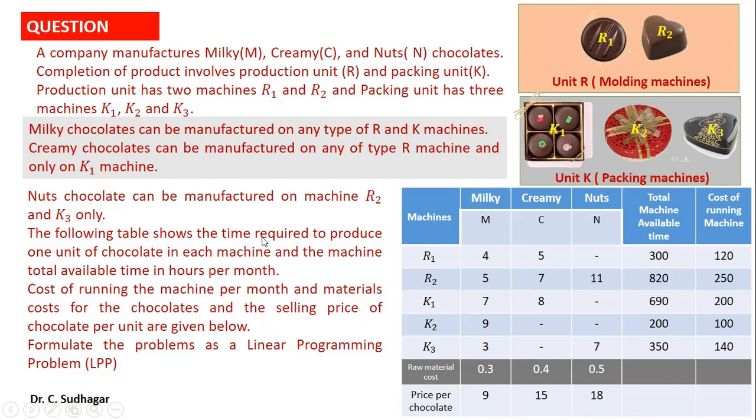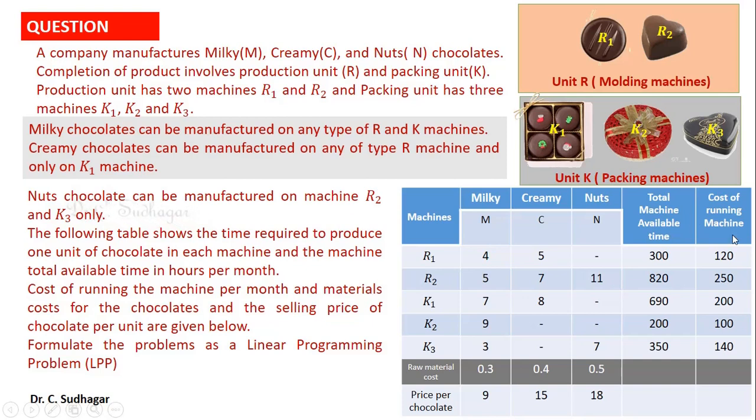The following table shows the time required to produce 1 unit of chocolate in each machine and the machine's total available time in hours per month. Okay, so this machine R1, for 1 month, is available for 300 hours. Then the second one is the cost of running the machine per month and material cost.